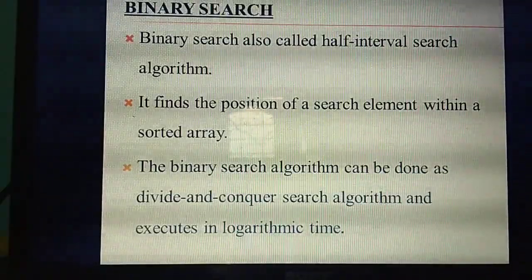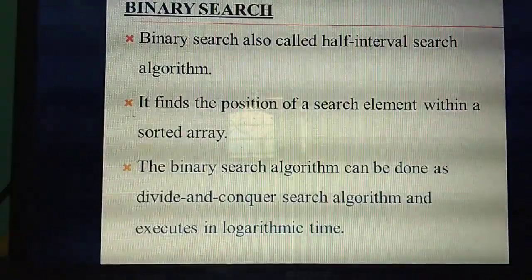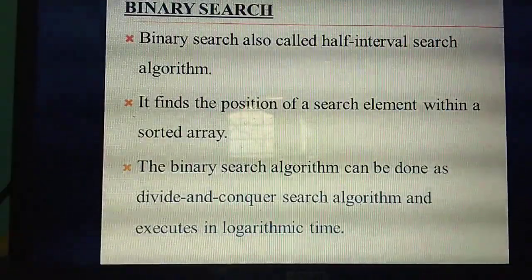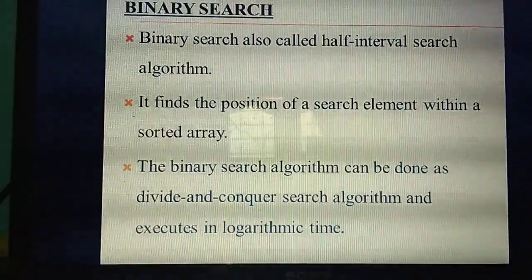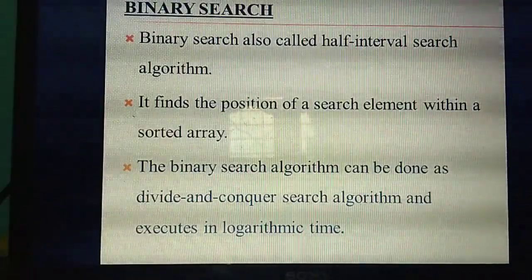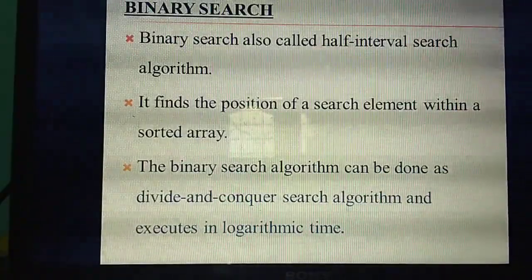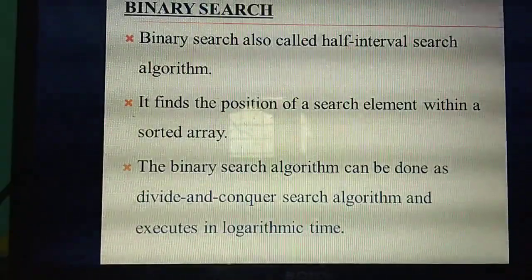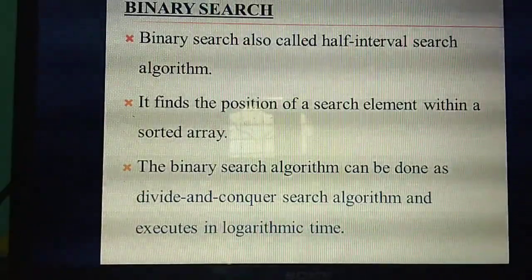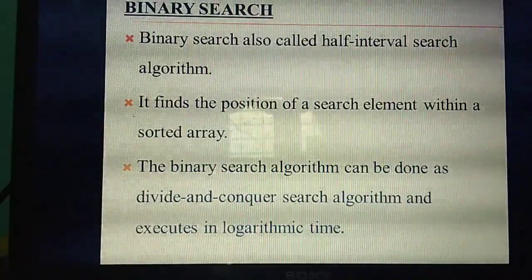This algorithm is also used to find the position of a particular search element in an array. What are we going to find? The position, that means the index value, or in which position a particular element is located in the array. So you are going to find the position of a particular search element in the sorted array. That is the second point. What's the third point?